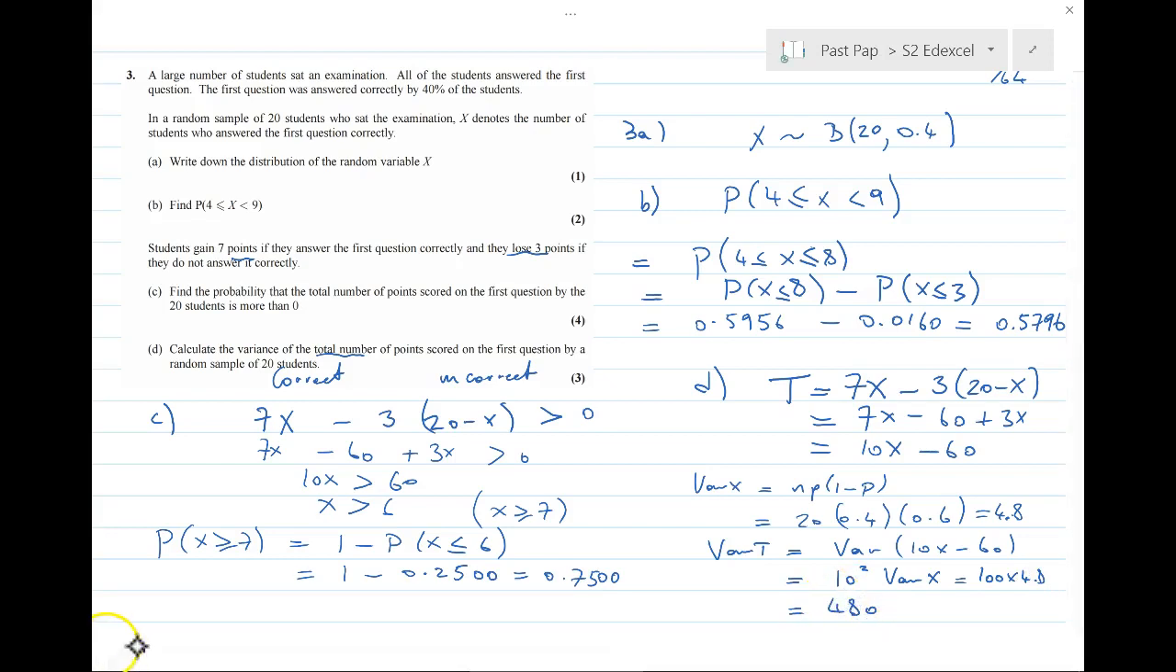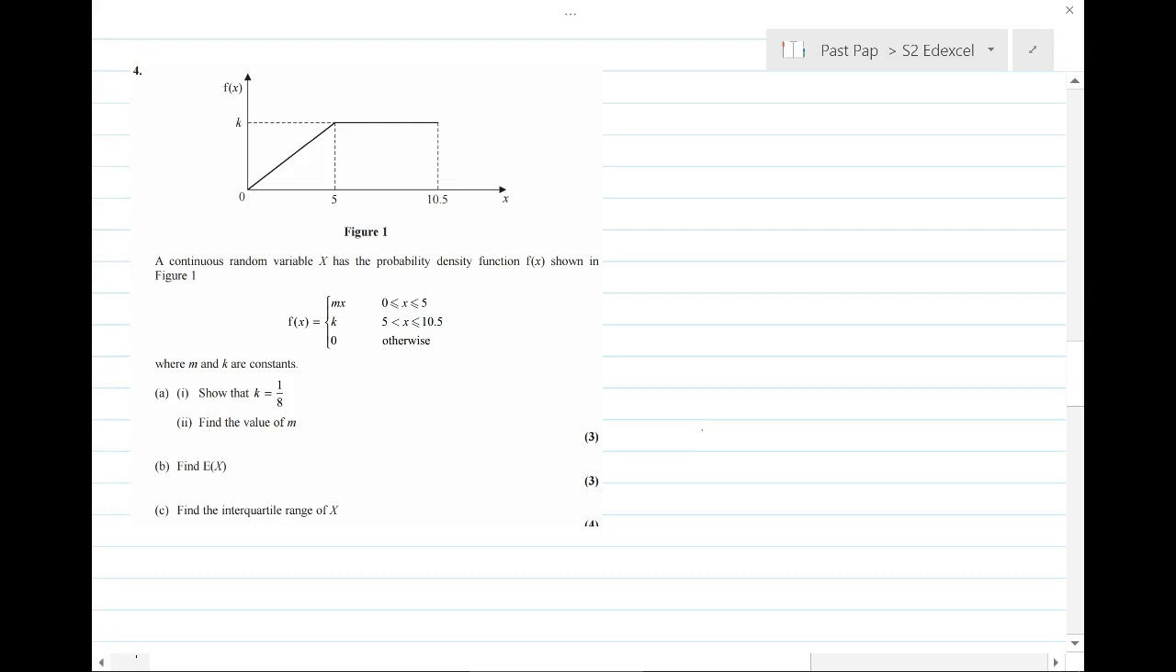Question 3 now done. So question 4, another continuous random variable question. This time they give us the PDF f(x). Right, it says show that k is equal to 1 over 8. Well, the diagram's very helpful here because we know the area underneath equals 1.